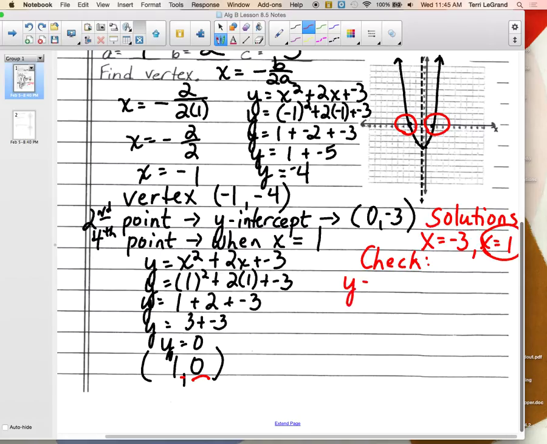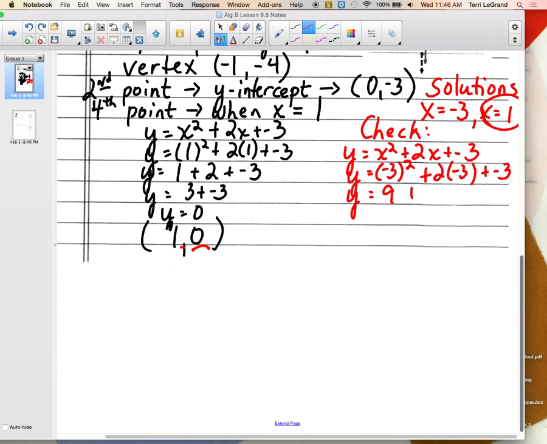We're going to check y equals x squared plus 2x plus negative 3. We're going to check our other 0, which is negative 3. Negative 3 has to go in parentheses. Y equals, what is negative 3 squared? 9, plus 9. Okay, and what's negative 6, plus negative 3. Y equals 0. What's 9 plus negative 6? 3.